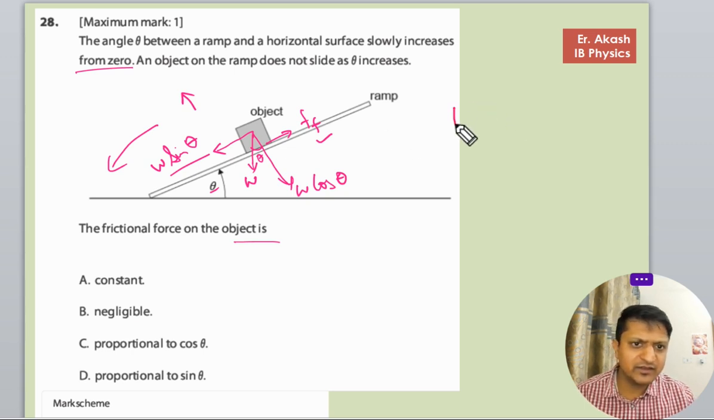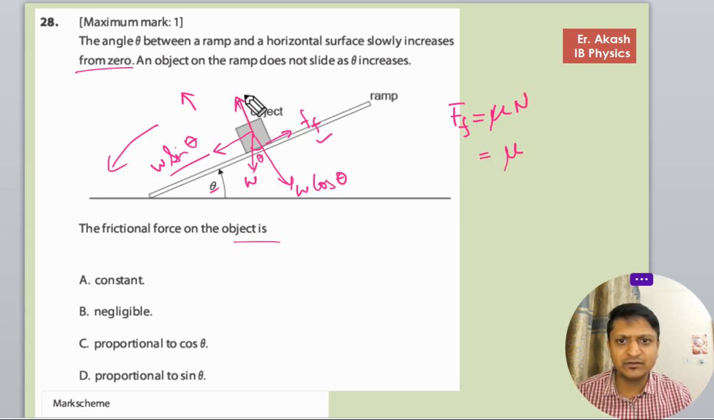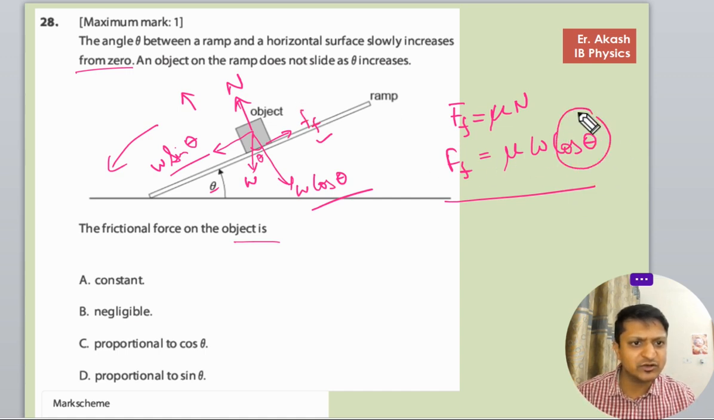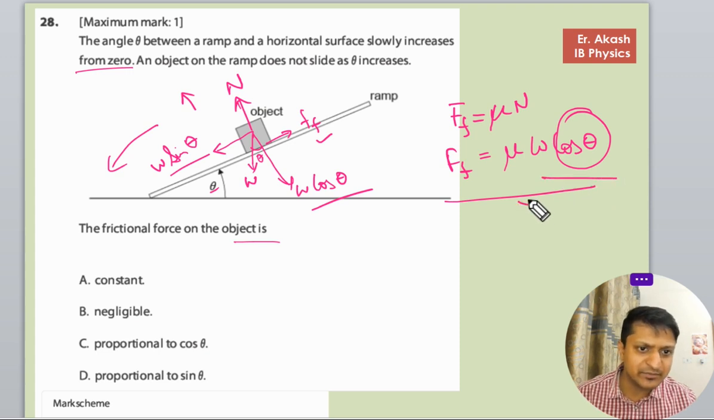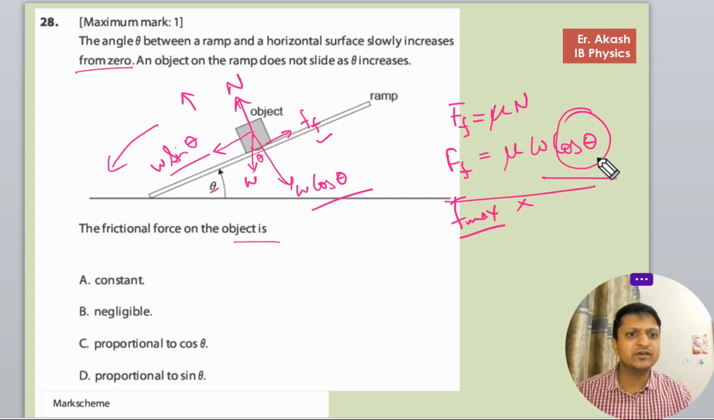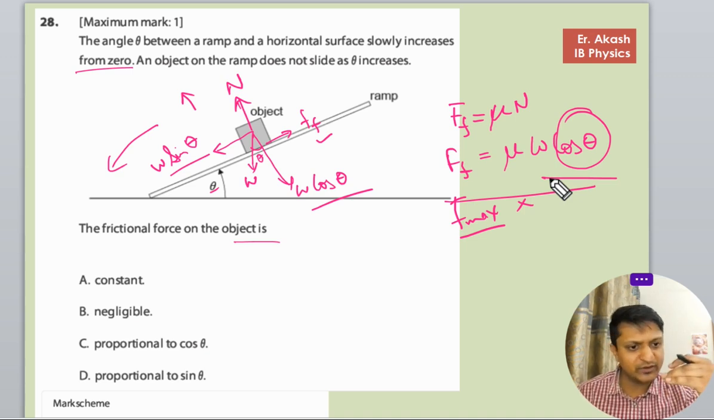But there is another formula that you may confuse, which is mu N. And this N is equal to W cos theta. So you might say that the frictional force is equal to mu W cos theta, so it is directly proportional to cos theta. But this is not the concept here, because this is F max. It will give you the value of the maximum friction that can take place between them.